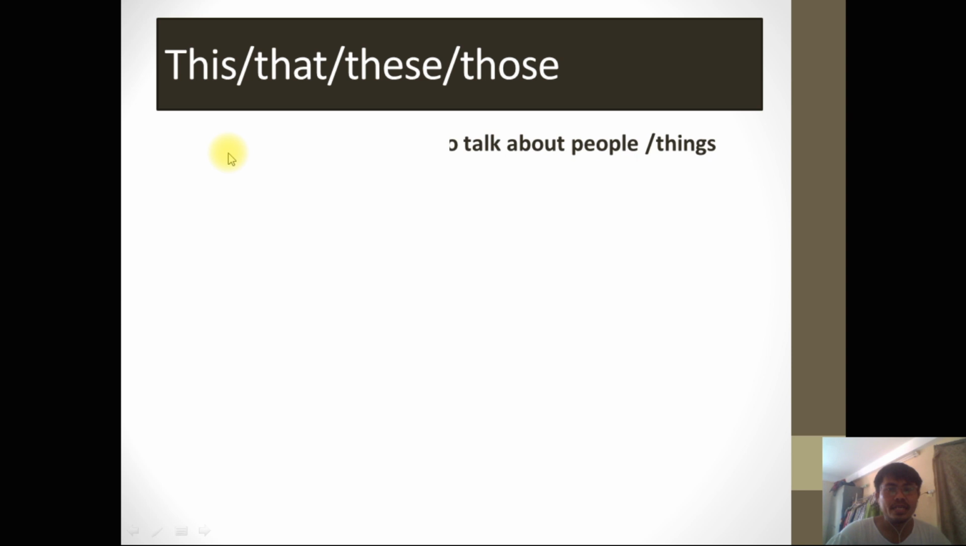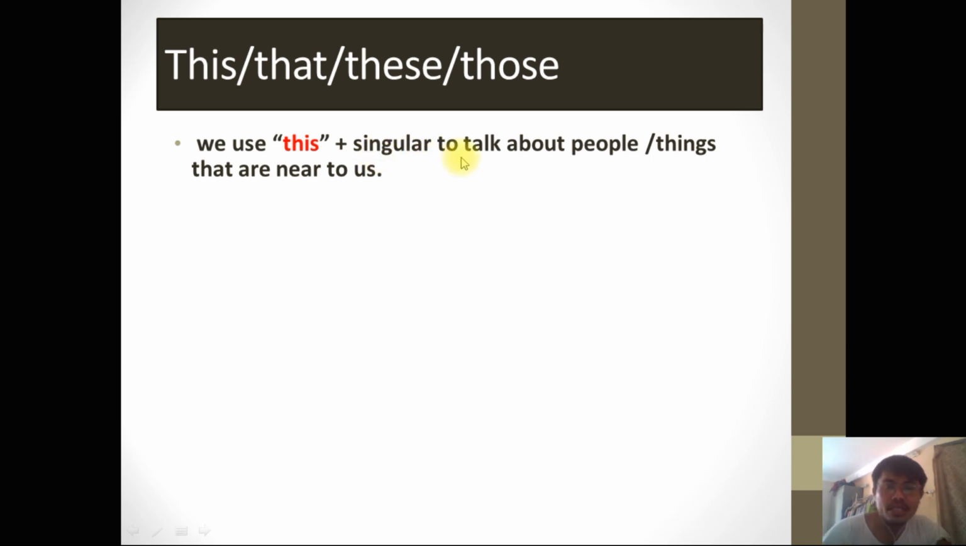The first thing we talk about is this, which we can say in Khmer. We use this plus a singular noun to talk about people or things that are near to us. So something that is near to us, we use this plus a singular noun.